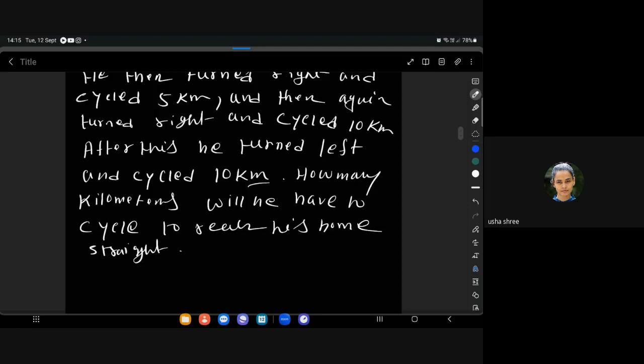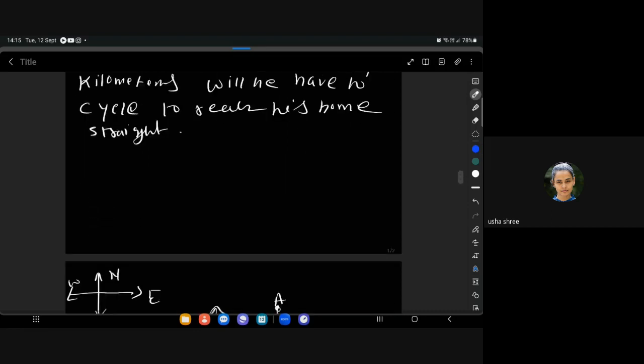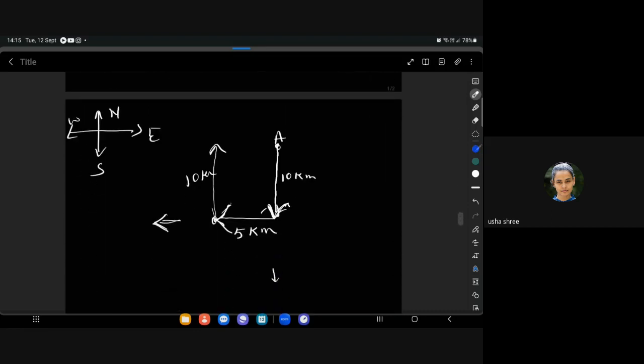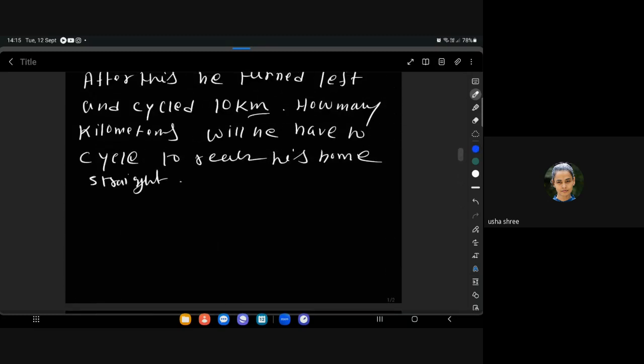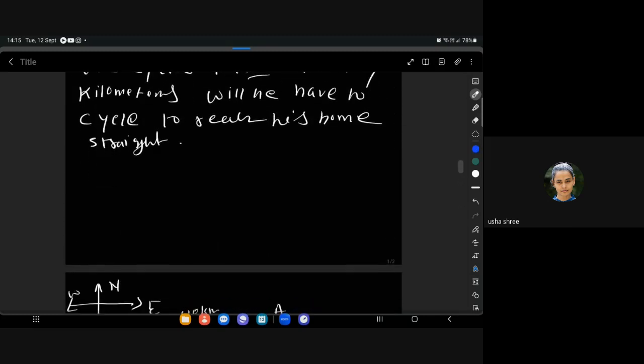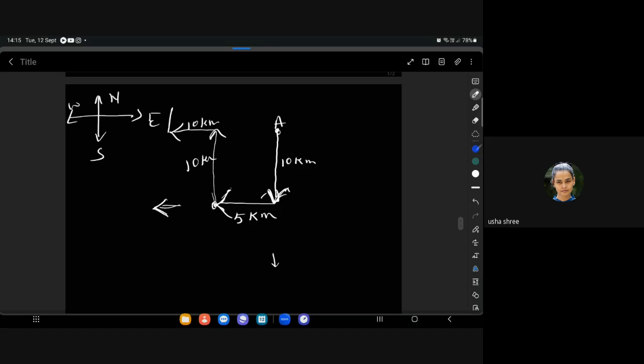Now the last option: after this, he turned left and cycled 10 kilometers. After this, he turned left means this side, west. Cycled another 10 kilometers. The question is, how many kilometers will he have to cycle to reach his home straight from this position? From this position, if you want to come back to his home, how many kilometers does he have to cover?